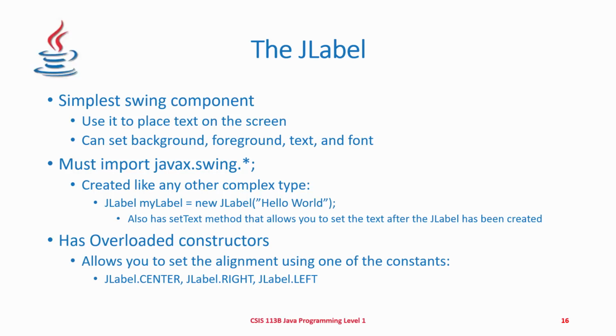JLabel also has several overloaded constructors that allow you to set the alignment of the text within the content pane. So you can see the examples here of JLabel dot, and then again using a constant there: all caps CENTER, or all caps RIGHT, or all caps LEFT.